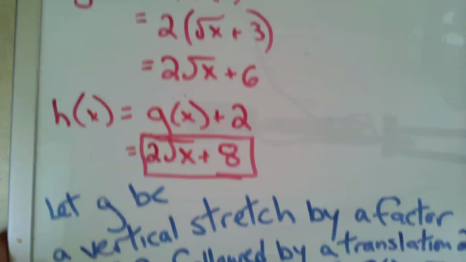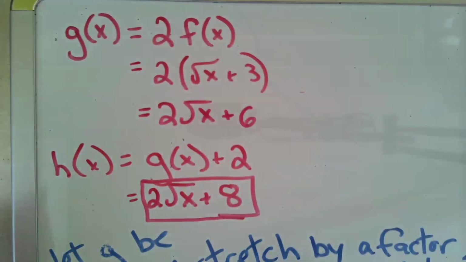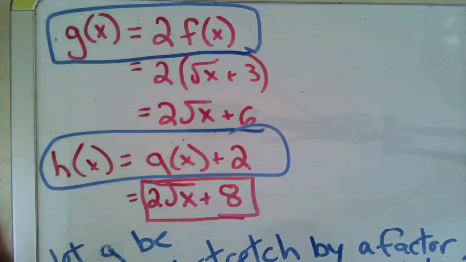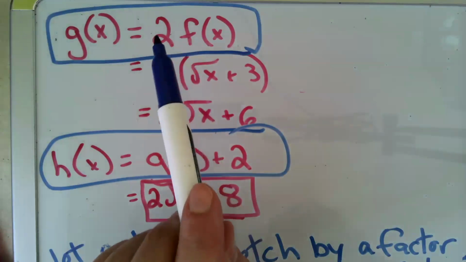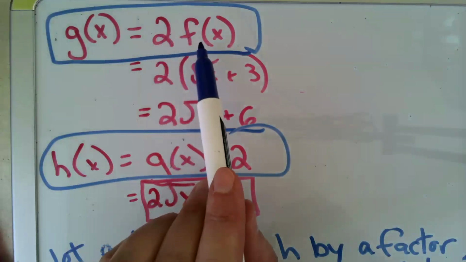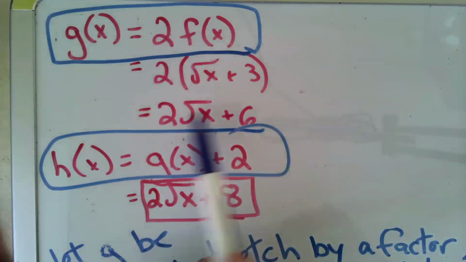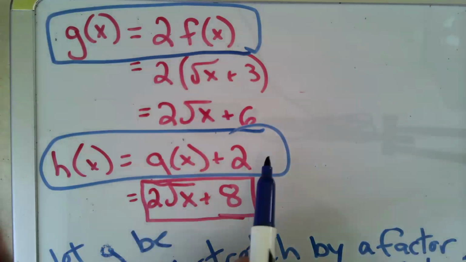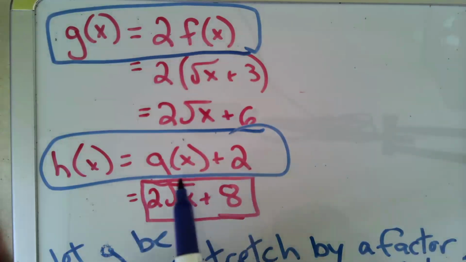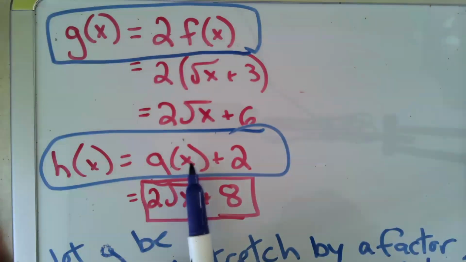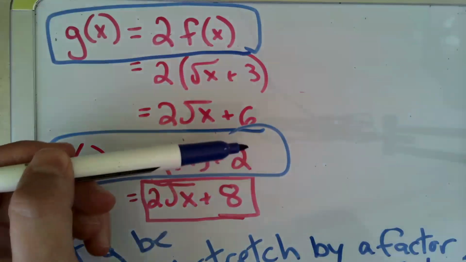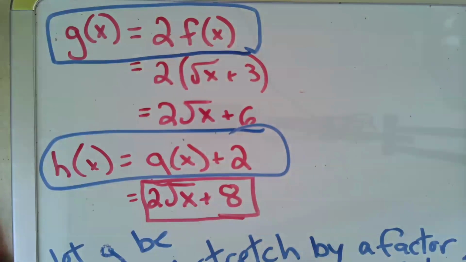So to review, I find it really helpful to do this step first of saying what I'm going to do to that function and then going ahead and seeing it through. And then what I'm going to do to that new function and then seeing it through, rather than trying to do it all at once. So remember, things happening on the horizontal happen inside the parentheses. Things happening on the vertical happen outside the parentheses.